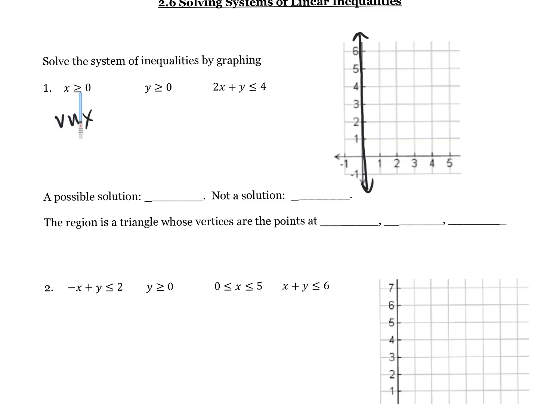If I'm saying x's are greater than 0, would I shade to the right or to the left? I'm going to shade to the right. So if I were you, I'd go like this. I would just draw little arrows that I'm shading to the right.